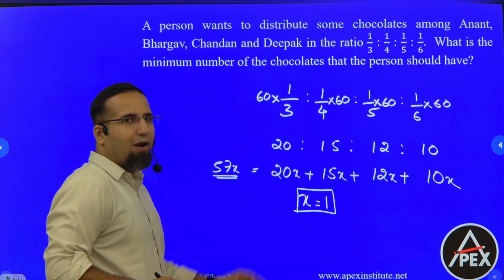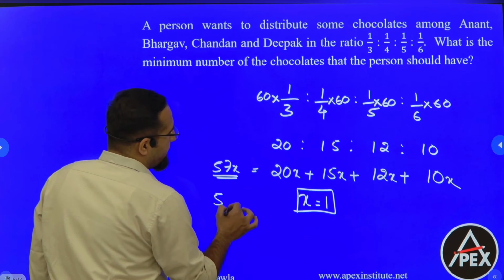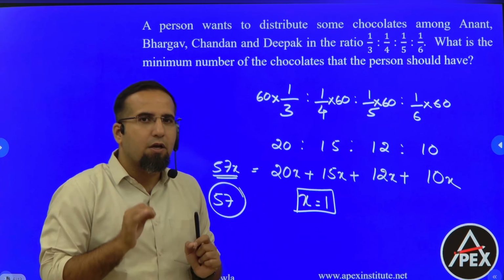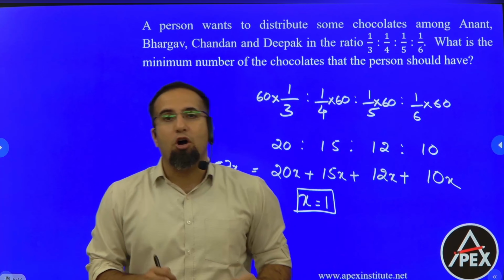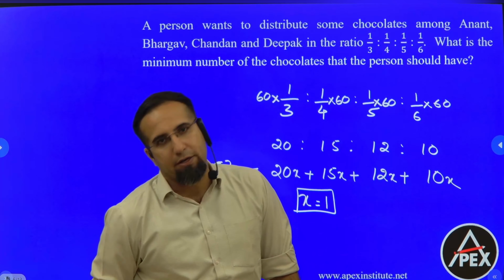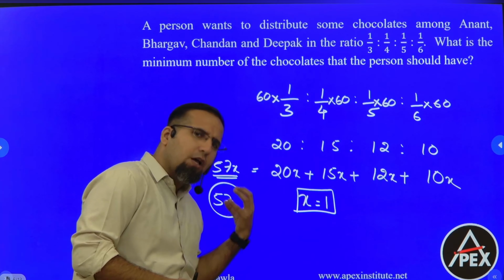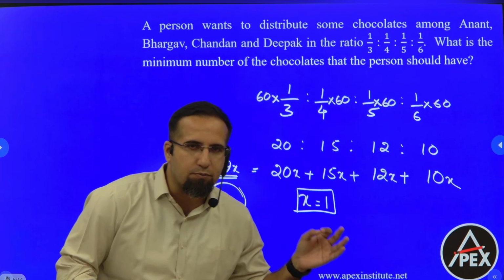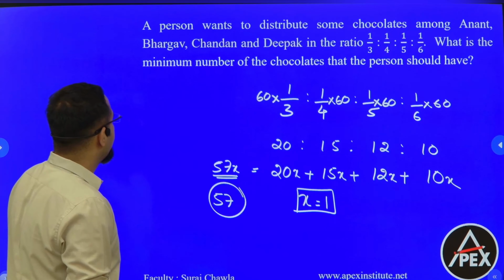Since the minimum possible value of x is equal to 1, the minimum number of chocolates that the person should have will be 57 into 1. That is going to be 57 here, because I repeat, every person should have natural number of chocolates. My number of chocolates cannot be in decimal format. Clear? So therefore to minimize it, I need the minimum value of x, and the minimum value of x should be 1 to ensure that each of the terms is a natural number. Clear guys? Let's move to the next question.